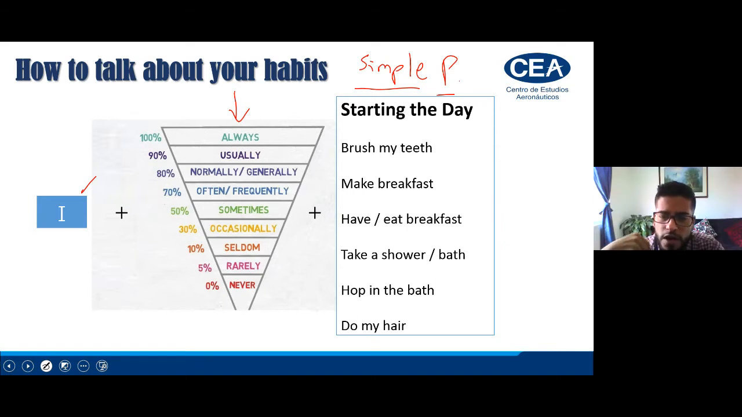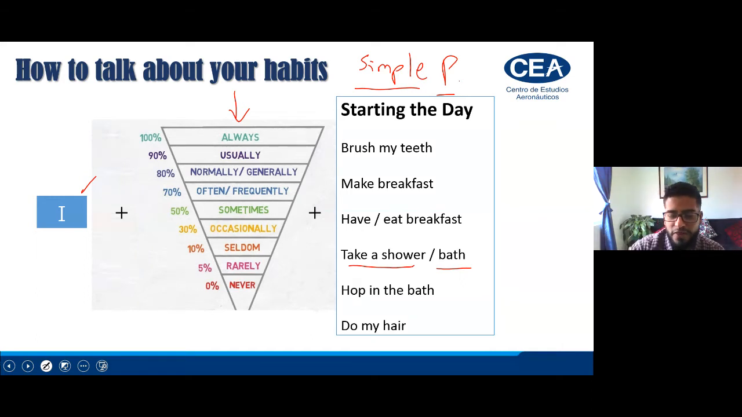Another example, we can say, I usually have breakfast, or I usually eat breakfast. And now, for example, this one, take a shower or take a bath. What's the difference between take a shower and take a bath? Take a shower is when you are receiving the water from above in your bathroom. And a bath is when you sit in a bath. So maybe you are taking a bubble bath, and it's possible that you take around, I don't know, 15 minutes in the bath.